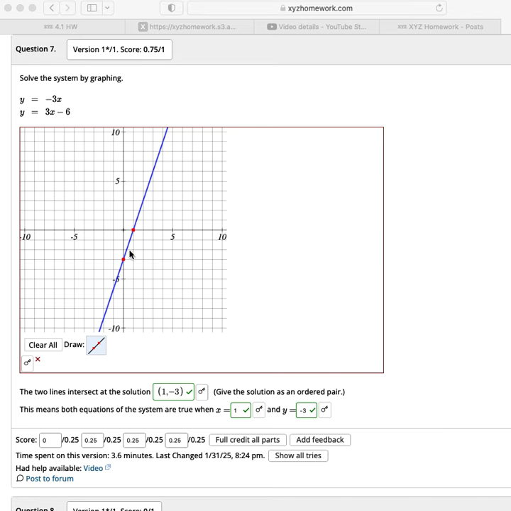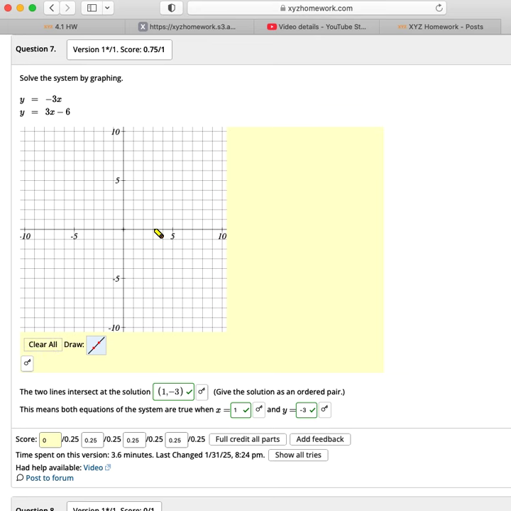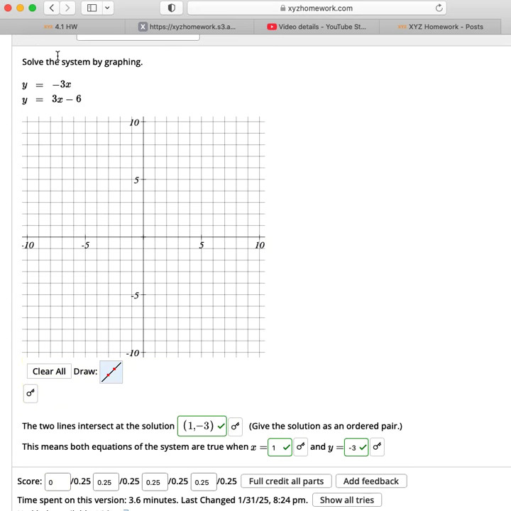The point (1, -3) is this point right here: when x is 1, y is -3. So that's where these two lines should be intersecting. This next part that I'll do, let me make this a little bit bigger, all comes out of section 3.3 where we graphed using slope and intercept. So that would be the place to go back and review for the rest of this assignment.